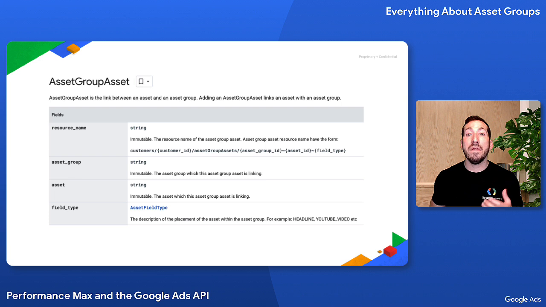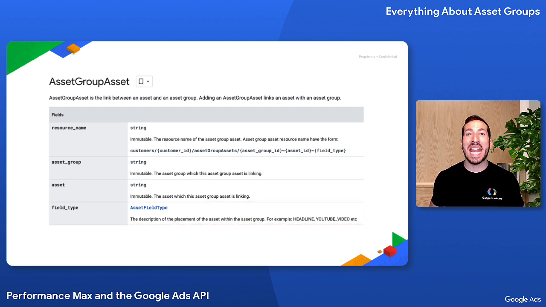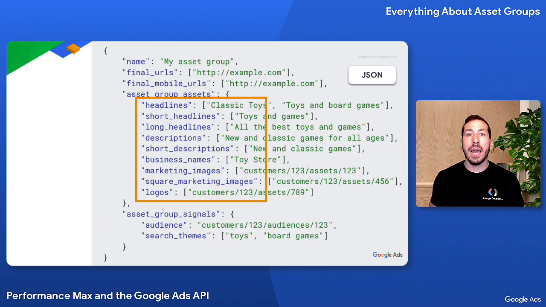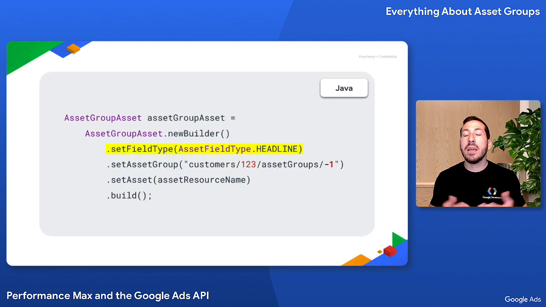Another important field on the asset group asset resource is field type. This declares how the asset will be used in ads. If we look back at that JSON schema I showed you earlier, the field types or keys in that object are all of the asset field types. In creating asset group asset resources, we simply declare this field.